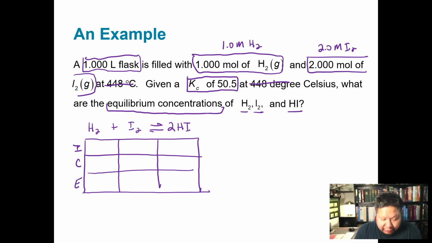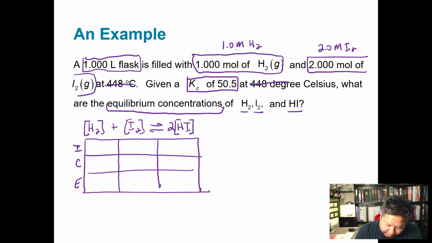And so from our problem, we can fill in part of the ICE table, right? So just imagine that this is the concentration. This column will be the concentration of H2. This column will be the concentration of I2. And then this column here will be the concentration of HI, right?